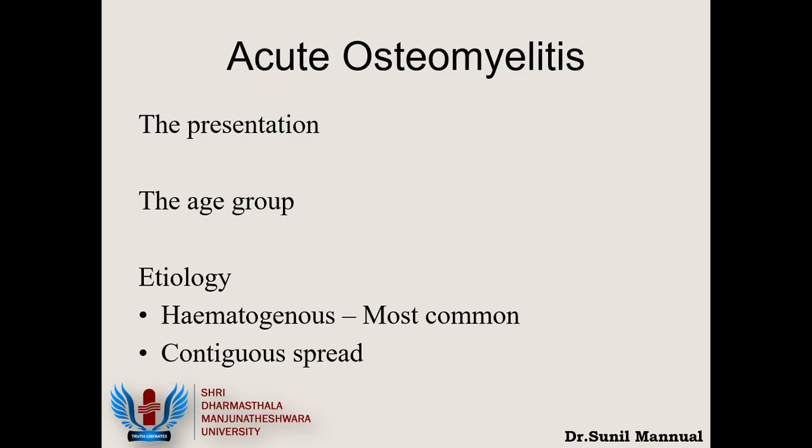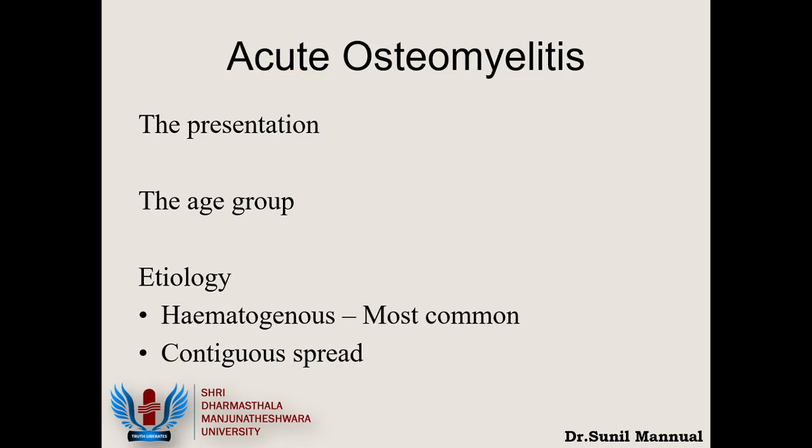So basically what you have is a relatively normal, healthy child suddenly presenting with an infection within the bone. So that is how the presentation is going to be. And because it's an acute infection, it is going to behave like any other acute infection in the body, like a pneumonia or a meningitis, in terms of the child having high grade fever, dehydration, and the child looking very sick and lethargic. Coming to the etiology, the most common reason for acute osteomyelitis is the hematogenous spread.